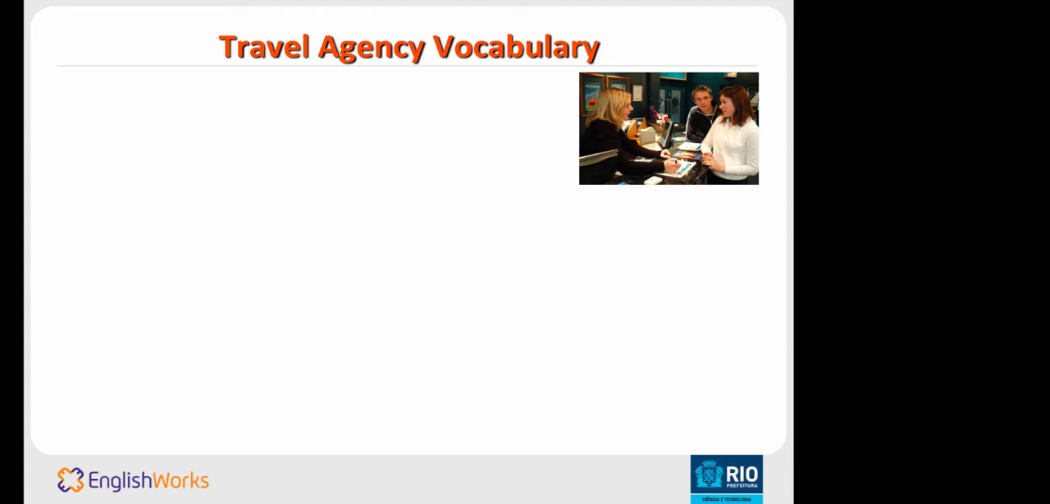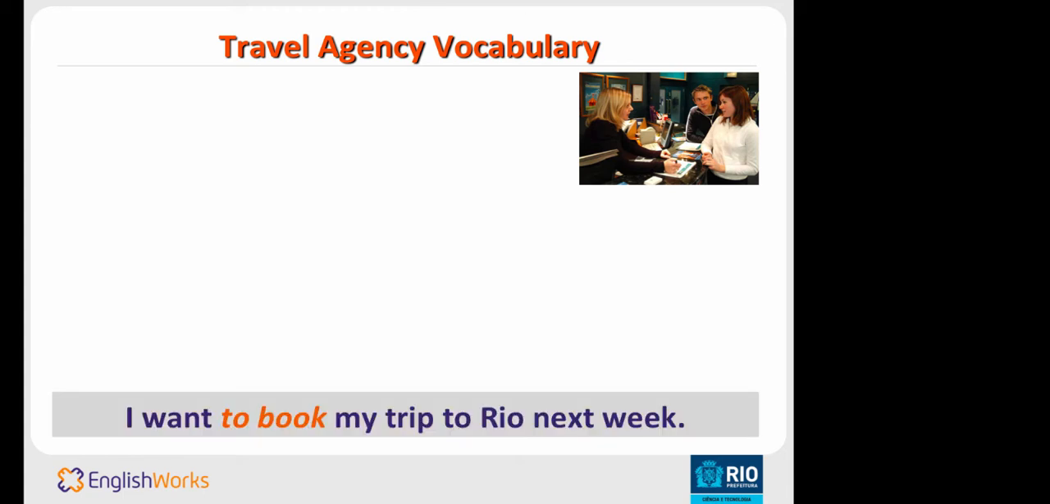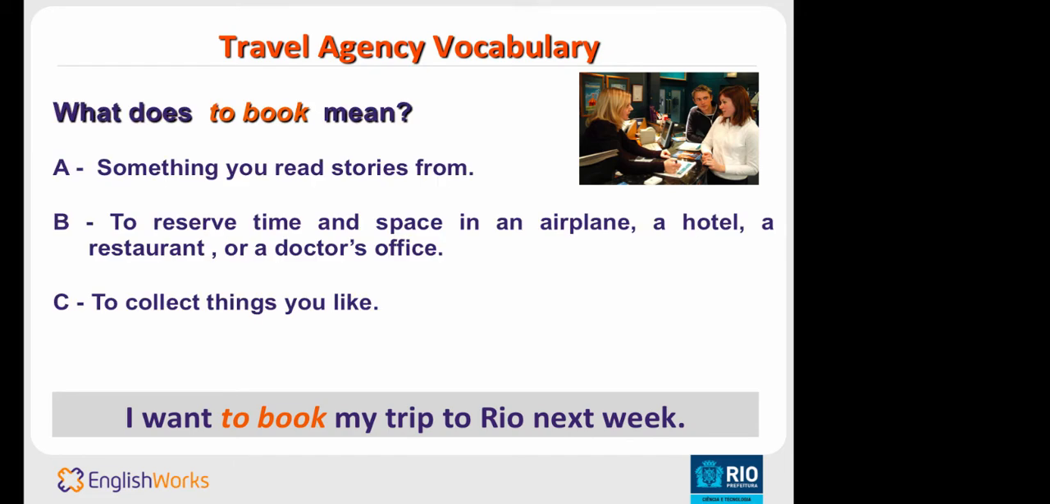We are going to work on travel agency vocabulary now. So let's see what some of the words mean. I want to book my trip to Rio next week. What does to book mean? Is it A, something you read stories from? Is it B, to reserve time and space in an airplane, a hotel, a restaurant, or a doctor's office? Or is it C, to collect things you like? What do you think? A, B, or C? The answer is B, to reserve time and space in an airplane, a hotel, a restaurant, or a doctor's office.